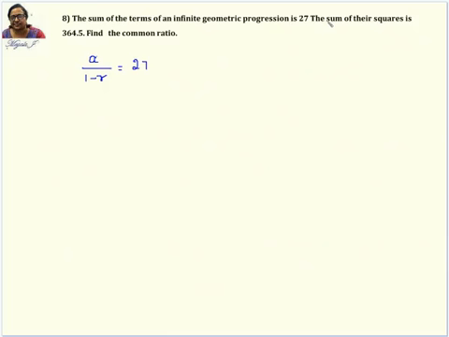And the next one is the sum of their squares. Each term is a square term. Like you have 1 square or 1 by 2, like whatever it is, in the previous problem. 1 by 4 square. Of course, it's not 1 by 2, I'm just writing this. So that kind of terms, if you have, that means the first term is a square and your common ratio is r square. So in that way, you can write this as a square by 1 minus r square. And that is equal to 364.5. So now what you should do?